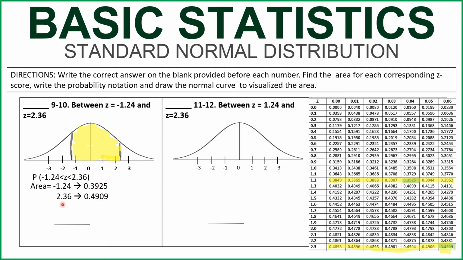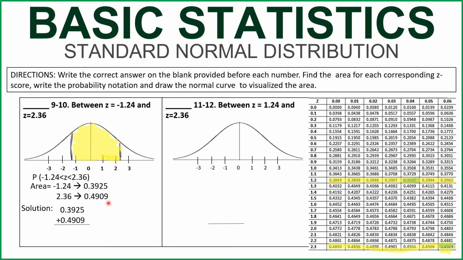And then, paano natin gagawin yung solution niya? Nag-cross siya in between, di ba? So, yung gagawin natin is from the mean, which is 0, at alam naman natin tong area neto hanggang 2.36. So, i-add lang natin yung area ng 2.36 at area ng -1.24 para makuha natin yung kabuuang area or yung between -1.24 and 2.36. So, let's add them.